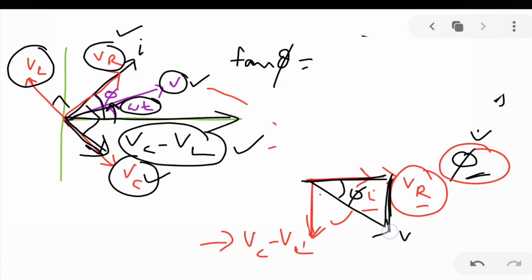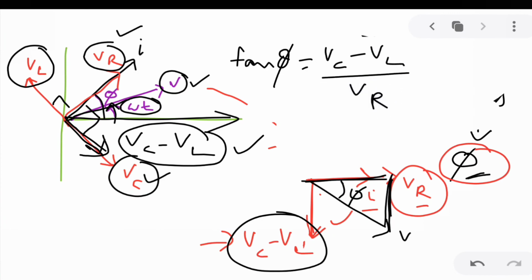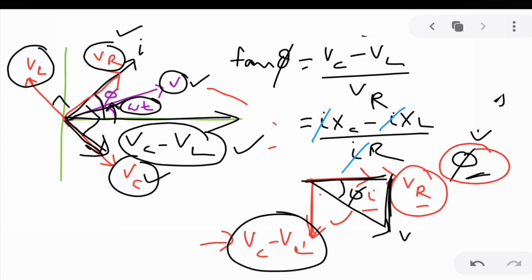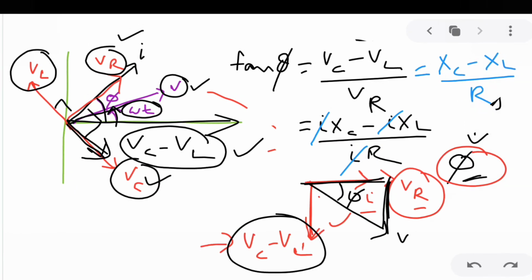Perpendicular by base, that is VC minus VL divided by base, which is VR. So what will be the value of this VC? VC is I XC minus I XL divided by I into R. I is the same in numerator and denominator because the same current is flowing through L, C and R, so we can cancel it out. So we have tan phi equal to XC minus XL divided by R. This is how you can calculate the value of this phase.